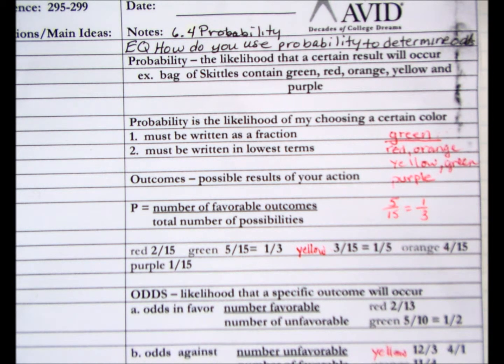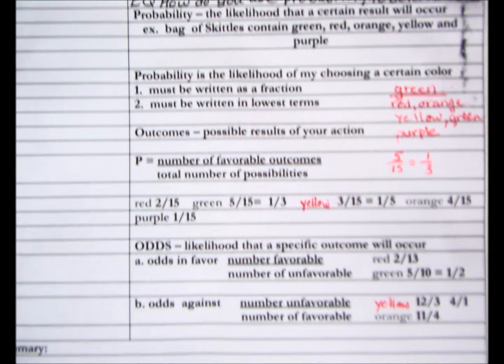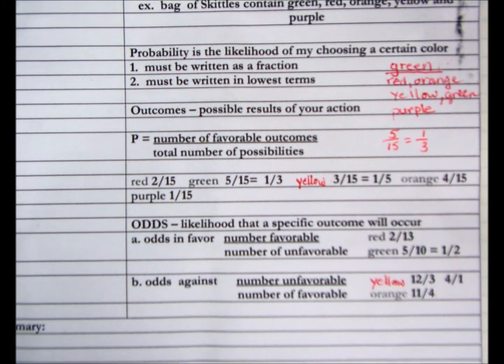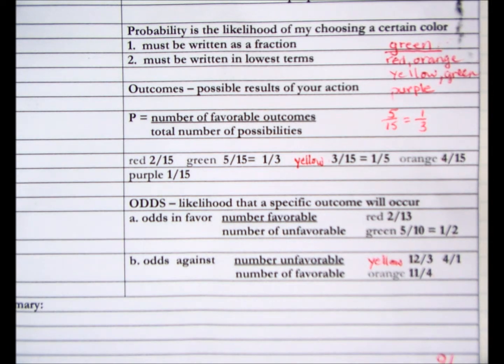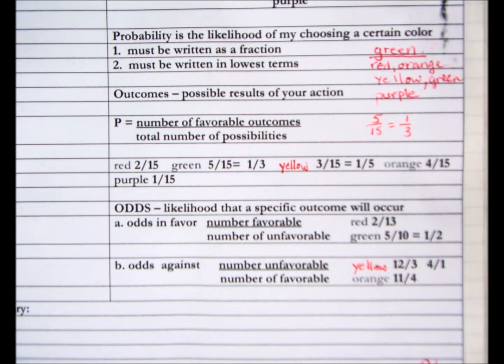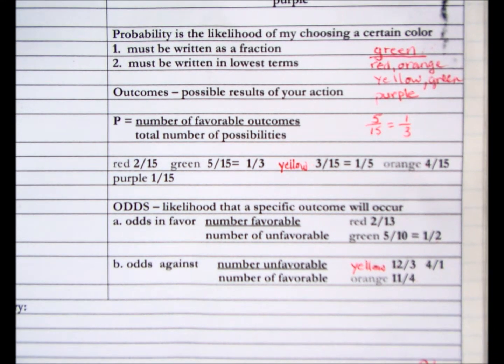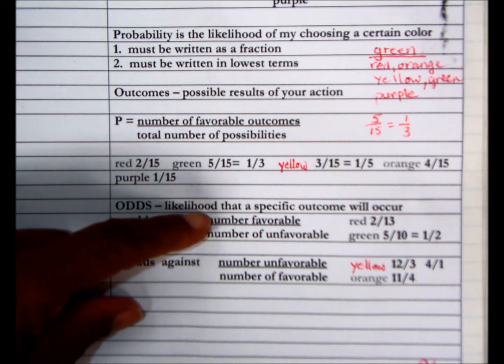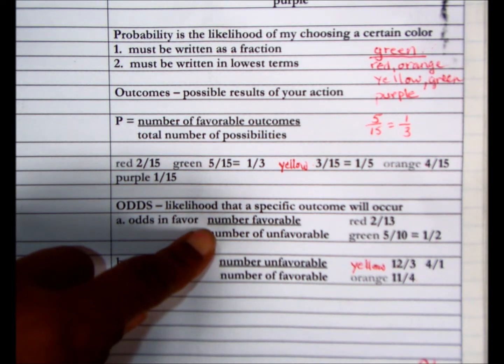Now, probability is used, as you all know, to determine odds. And you find odds at like racetracks and in casinos and places like that. And they use these kinds of formulas. So now the odds are the likelihood that a specific outcome will occur. So odds in favor is the number of what you want versus the number of what you don't want.